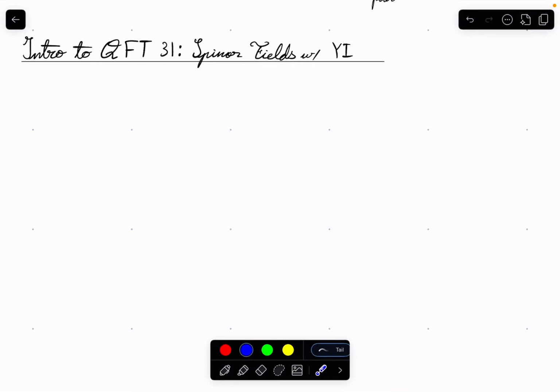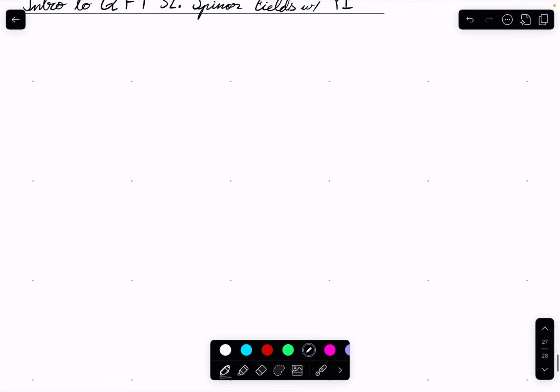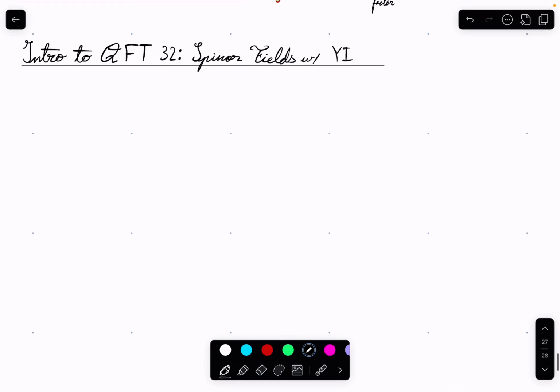All right, welcome back to Introduction to Quantum Field Theory, episode 31. That's not right. This is episode 32. So, welcome to episode 32, Spinor Fields with Yukawa Interactions. We're now going to talk about the interpretation of perturbation ansatz for spinor fields.